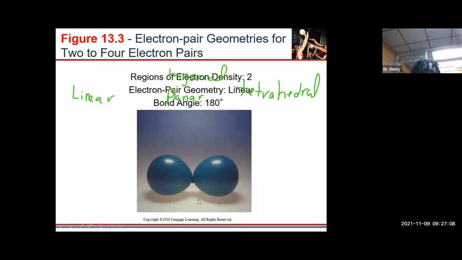Here we're going to be using balloons to show us the different electron pair geometries. Again, we're talking about electron density, meaning the electron is always moving, circling the nucleus. That represents the electron density. We have 2 things connected to each other. This represents our center atom, with an electron pair here and an electron pair here. These will be linear to each other, and the bond angle is going to be 180 degrees.